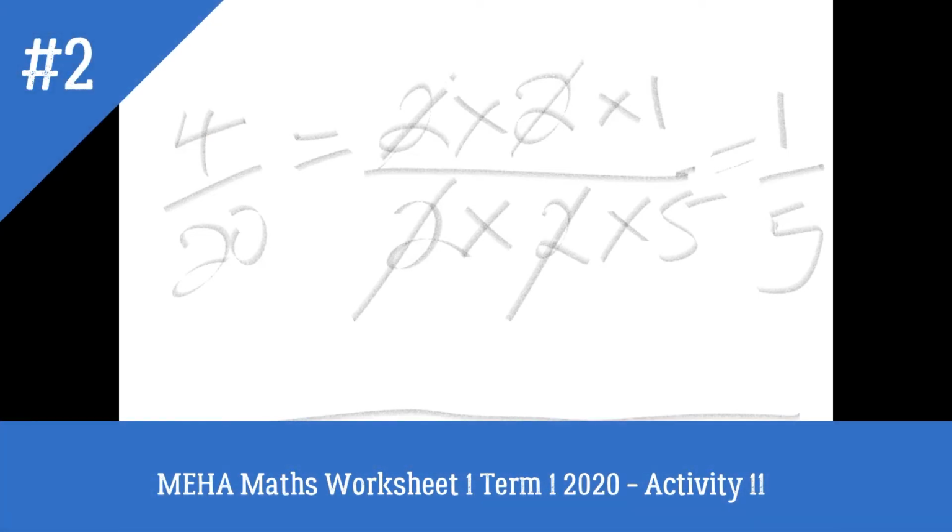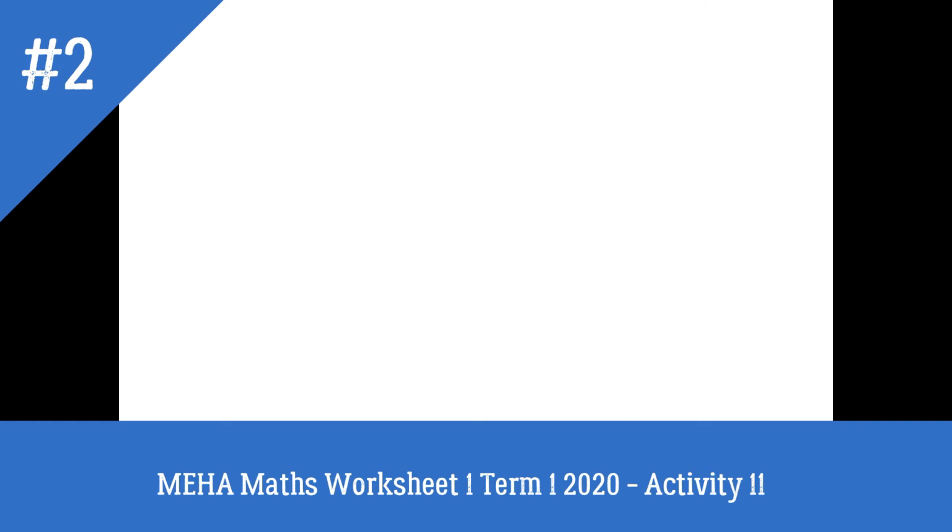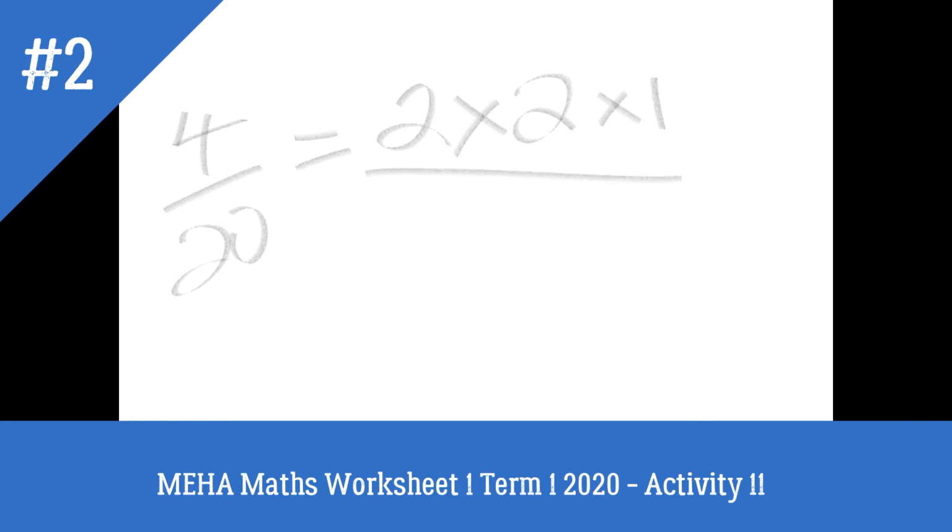Activity 11, number 2. 4 over 20. Reduce the one on top to factors. So you've got 1 and 4 and 2 and 2. Okay, let's start with the 2 and 2. And just throw a little 1 in there. Doesn't make any difference, the 1. 20 equals 2 times 10, right? We know that. But we know that 10 can also be 2 times 5.